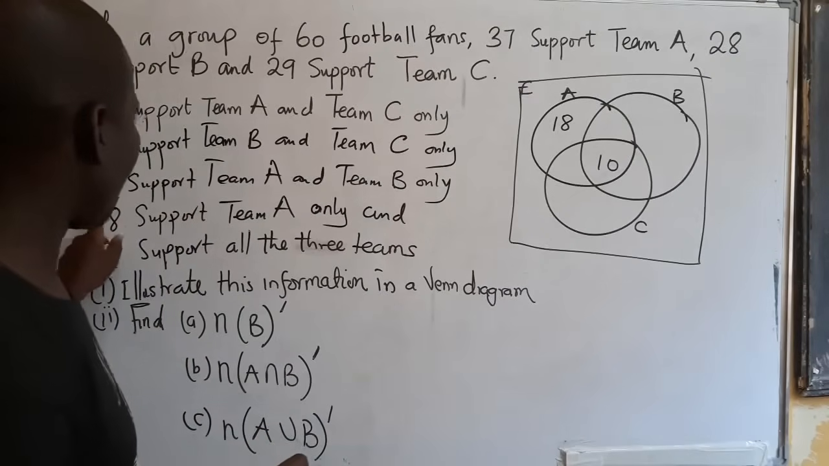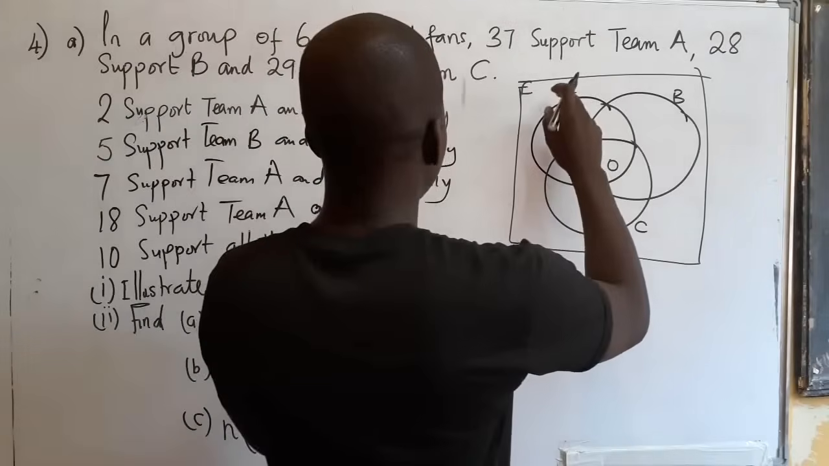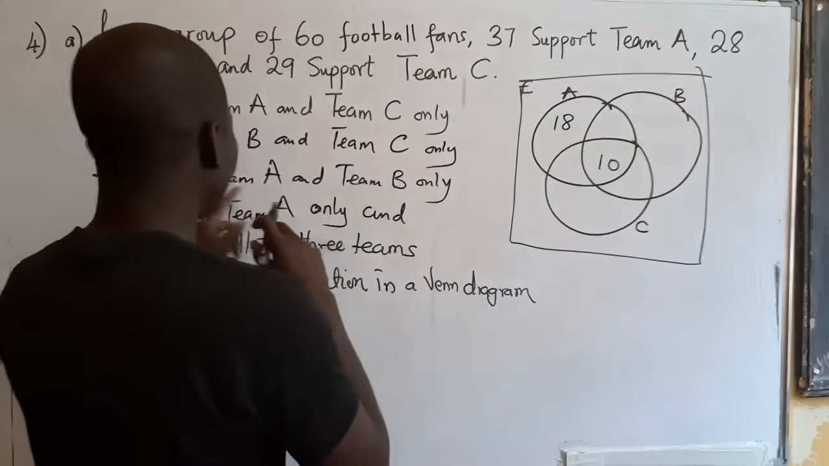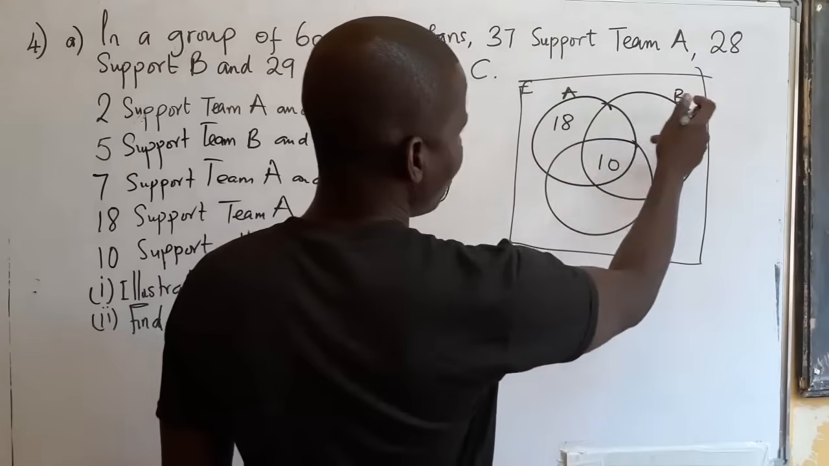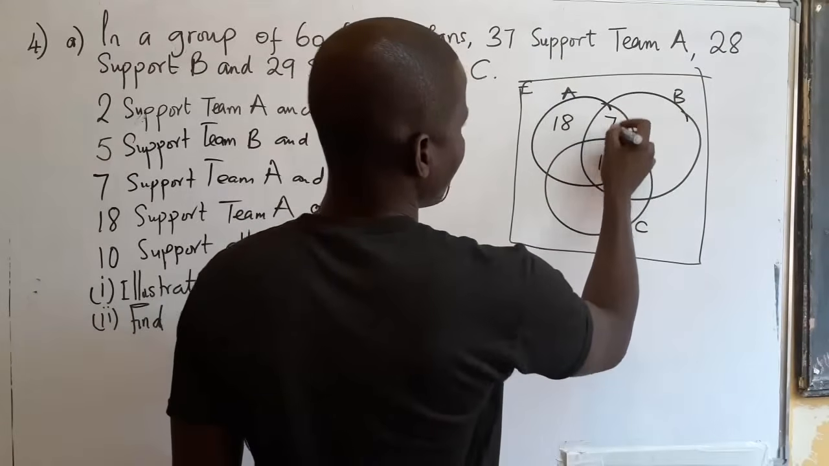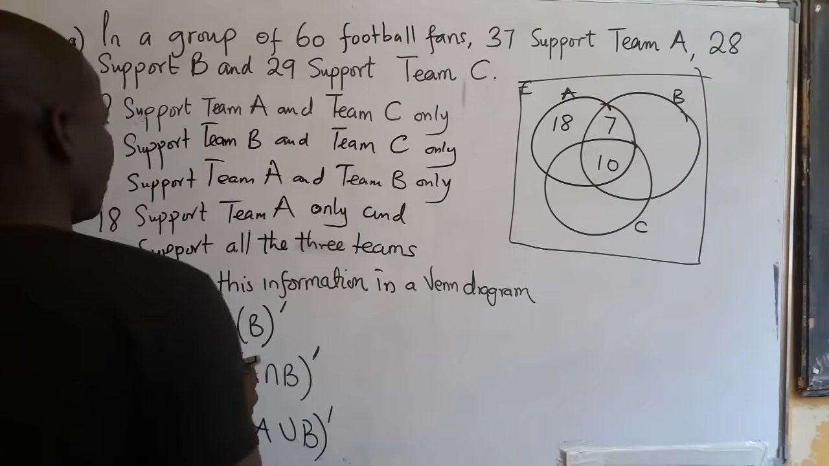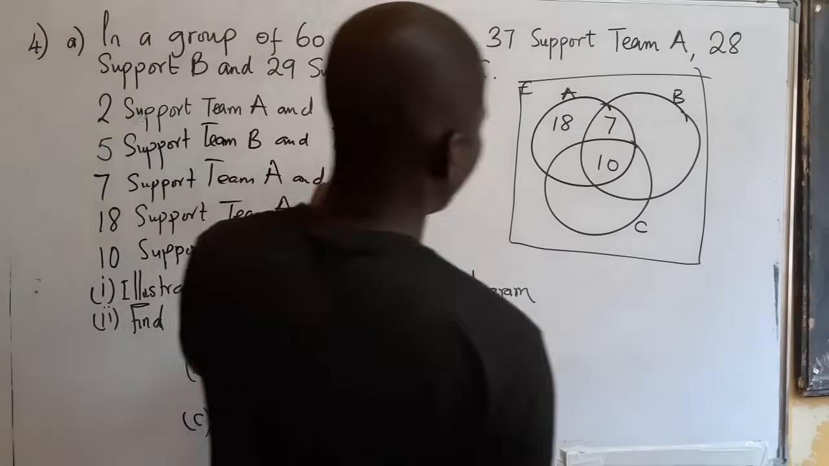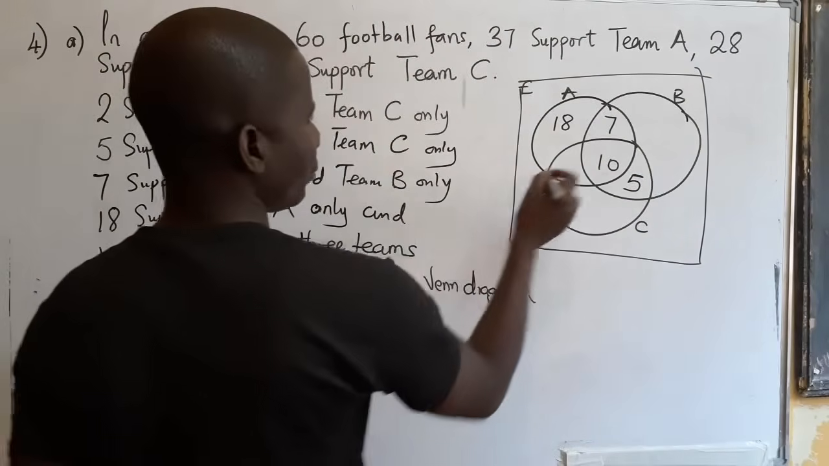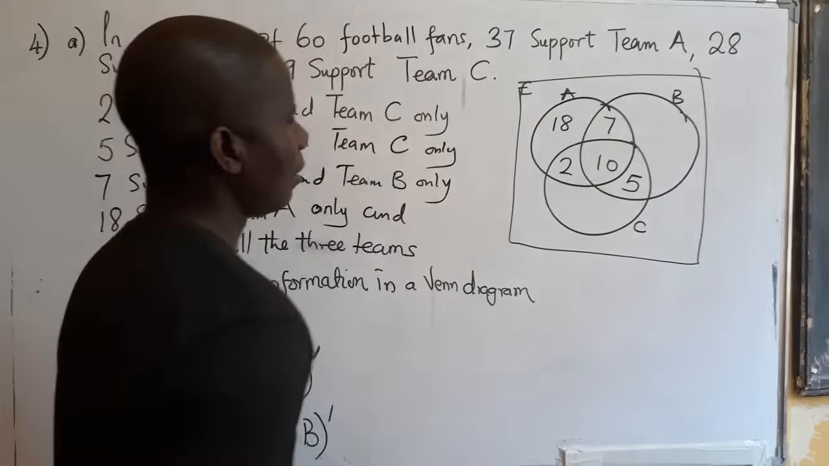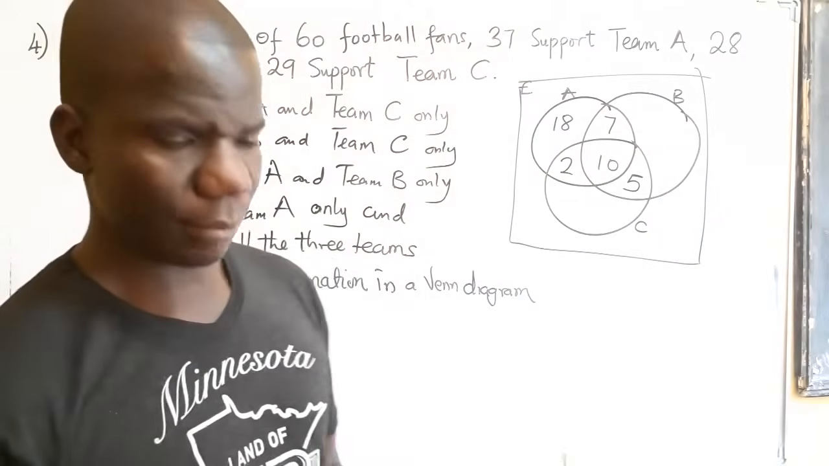Then 7 support teams A and B only. So team A and B only, it's this part here. That's where we're supposed to have that one. 5 support team B and C only, 5 only. Then 2 will be here. I think we are done with this information that we have been given.